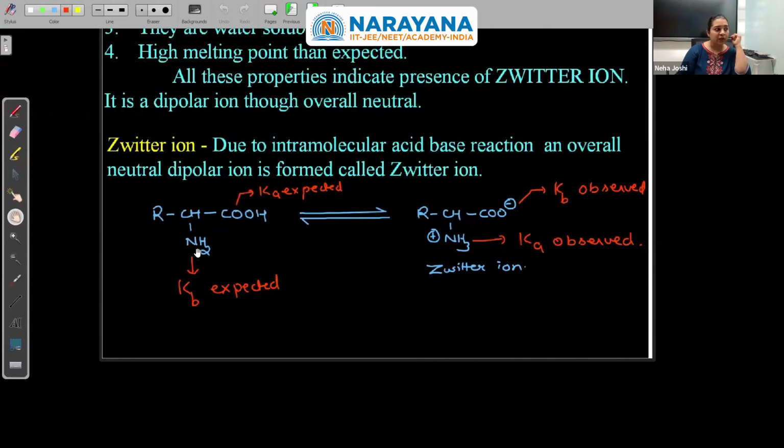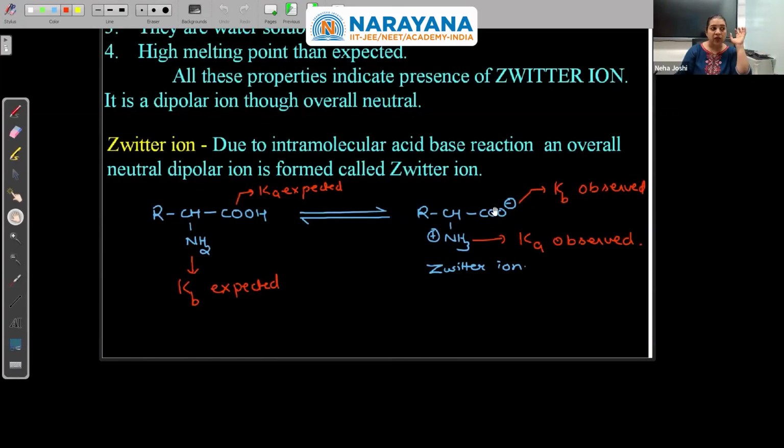This is the acidic part, this is the NH2 basic part. So they exchange H plus intramolecularly and have this polar species. Overall, it is neutral, but it has the dipoles. One end is negative, one is positive. This is called zwitter ion. And here we are starting a very, very important question zone.